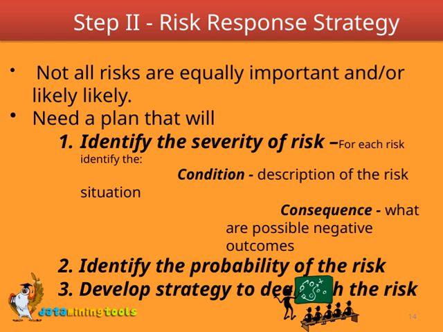Finally, with all this information, we develop a strategy to deal with each risk. This step involves planning specific actions or responses to either prevent the risk or minimize its impact if it does happen. This process is what we call Step II risk response strategy. It's about being proactive, understanding the risks thoroughly, and preparing appropriate responses so we can handle potential issues before they escalate. This approach ultimately helps us stay in control and keeps our project or organization on track.